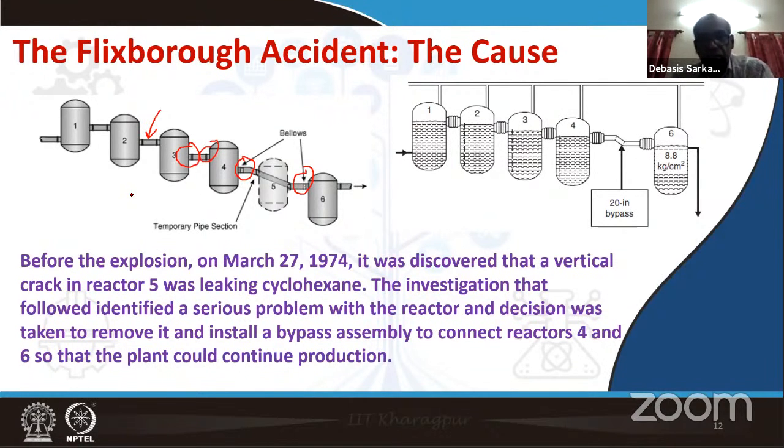Now the accident happened on June 1, 1974, which was a Saturday. And it is said that the casualty was less because it was Saturday, not a regular office day. Otherwise, more office personnel would have been killed. Now, before the explosion, on March 27, 1974, that means about 2 months back, it was discovered that a vertical crack in reactor number 5 was leaking cyclohexane. So 2 months before the accident happened, a vertical crack in reactor 5 was noticed.